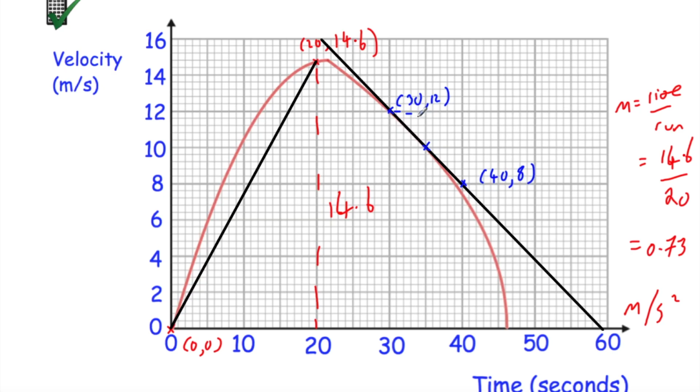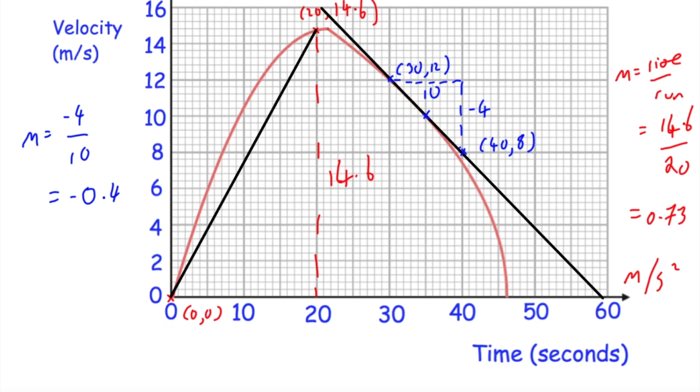So if we work out the gradient between them, the rise divided by run, m is the rise. We're going from a height of 12 down to a height of 8, so minus 4 is the rise, going down 4, divided by the run. The run's going from 30 to 40, so the run is 10. So we're going to do minus 4 divided by 10, which is minus 0.4. So the gradient of this line is minus 0.4.